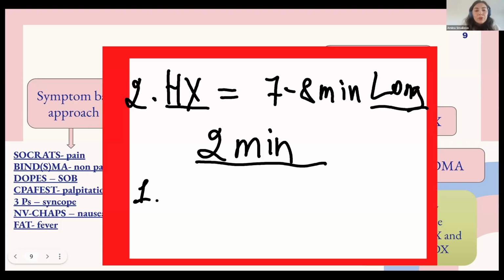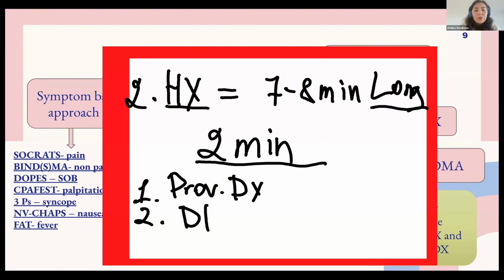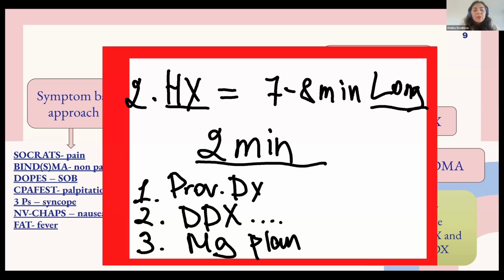you need to first provide a provisional diagnosis. Second, differentials. Even if it's not asked in your task, you have to provide differentials. Third, you need to provide a management plan. So all of this you should say in 2 minutes. How can we do this?